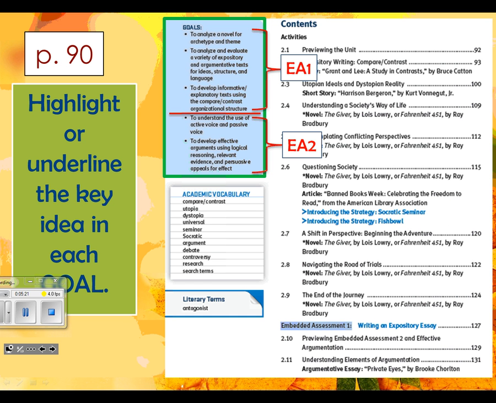All right, I'm going to ask 5 people to read those 5 goals aloud. What I want you to do is either highlight or underline what you think is the key idea behind each goal. Okay? So Elijah, could you read the first goal for us? To analyze the novel for archetypal. All right, go ahead and highlight or underline.